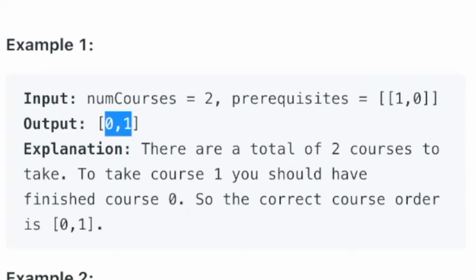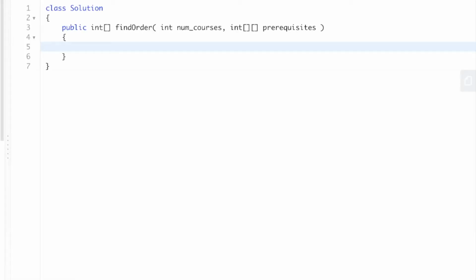finish all the courses. So we're just going to depth first search through our courses. We're going to create a graph out of our prereqs, then depth first search through it and then add the courses to our result.